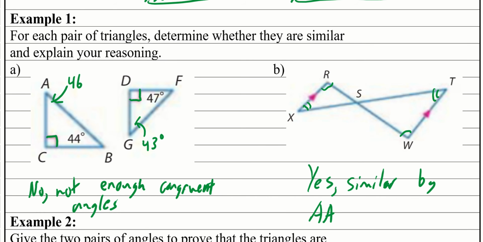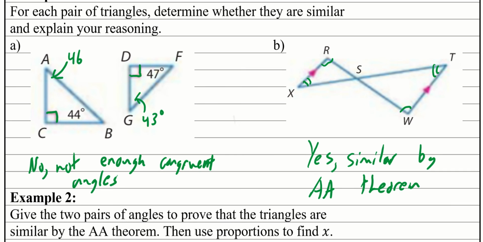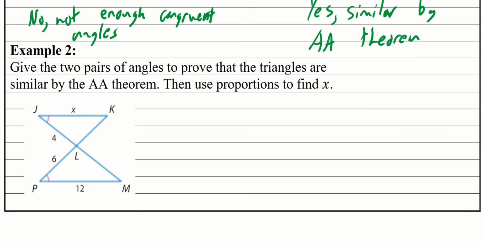Okay, and then some of you might have been noticing as well, if we're looking at that diagram, there's also vertical angles in the middle. That's another pair of angles. So in this case, technically we had all three pairs of angles. Okay. All right. So now putting that to use, can we use that to solve for some different lengths here?